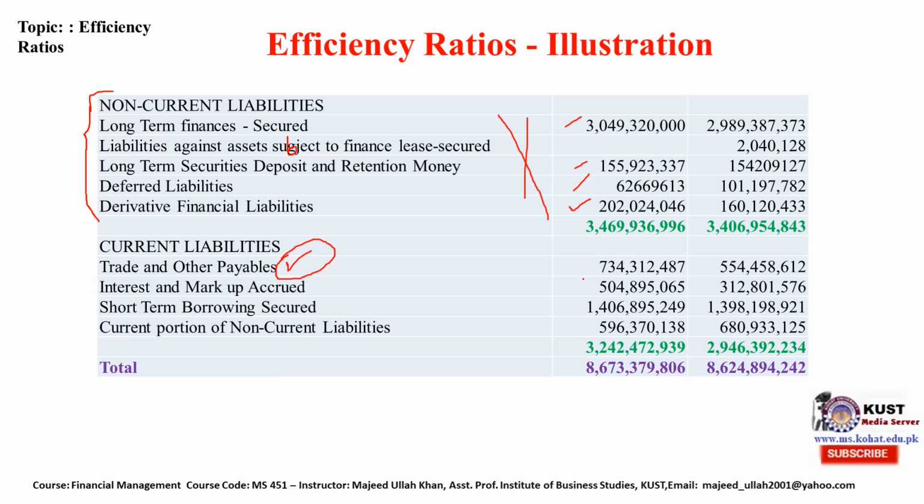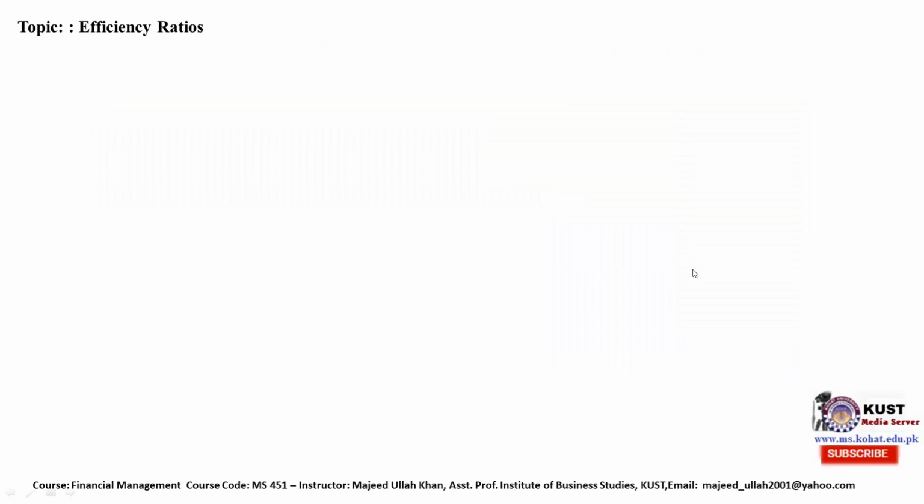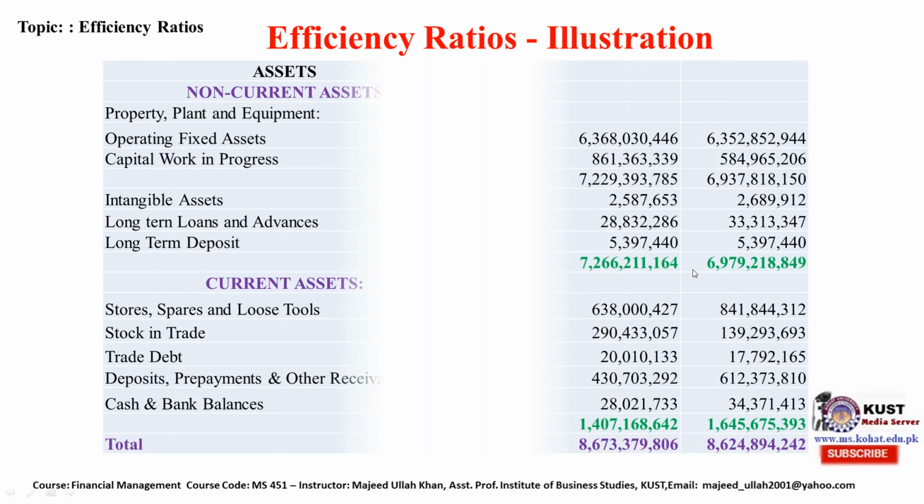So we have trade and other payables for the two years, this one and this one. When we calculate average account payable, we will add both figures and divide by 2.